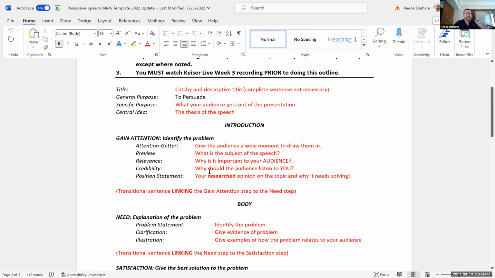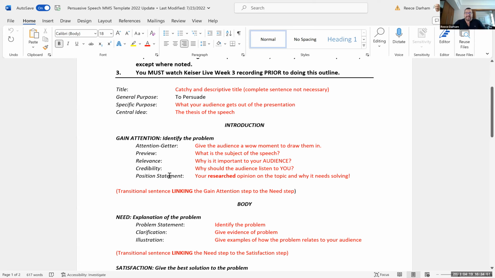Under credibility, introduce yourself and tell us why you are more credible on this topic than your audience. That could be the research that you've done. That could be the years of experience you have on this particular topic, etc., etc. So identify what the credibility is to establish that you are more of an authority than your audience members. And this gives your audience reason to listen to you.